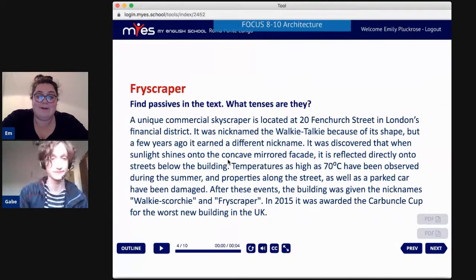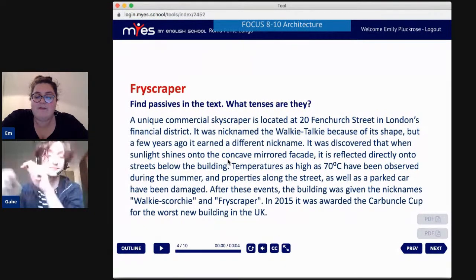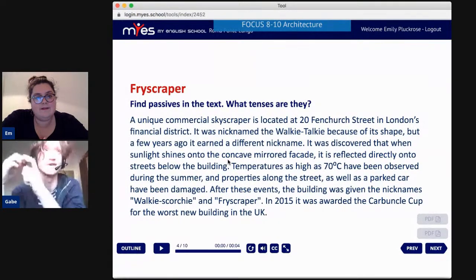It is a weird building, that one. I used to work at the top of it for a little bit.